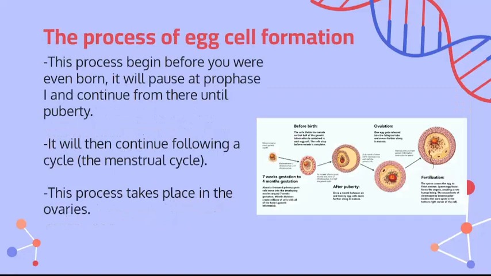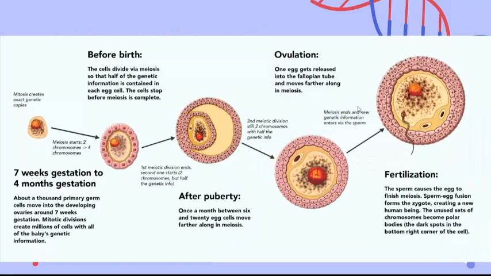So now we're going to look at the process of egg cell formation. Funnily enough, this process actually begins before you are born, if you're a girl. It will pause at prophase 1, meaning it will not continue from there. It will continue when you hit puberty and you start having your menstrual cycle. Then every egg cell produced will follow a menstrual cycle, and this entire process takes place in the ovaries. You can't really see it here, so I put it on the next slide.